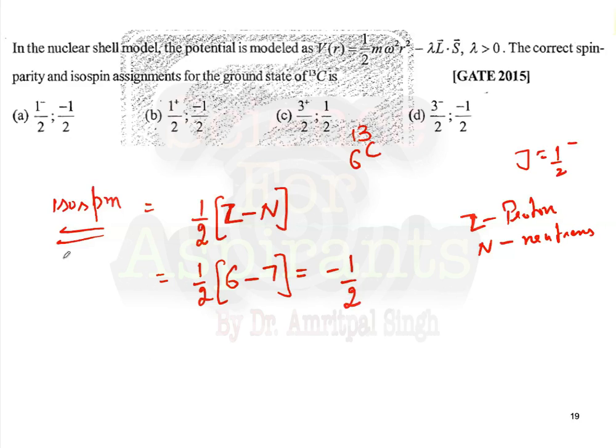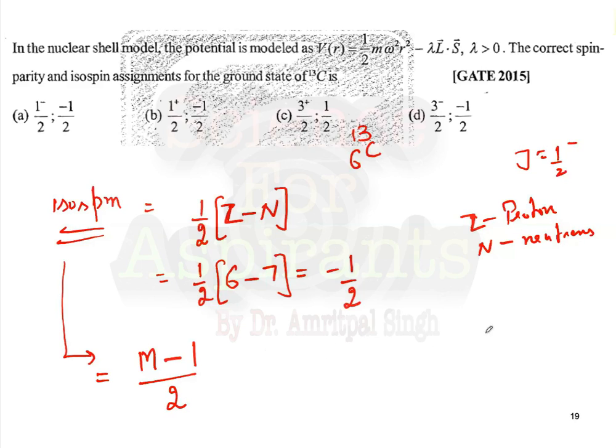The second way to find the isospin is using the multiplicity, or the degeneracy, of the given particle. Here, isospin is equal to multiplicity M minus 1 by 2.